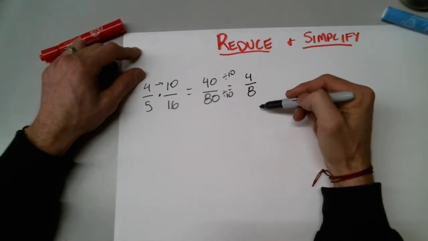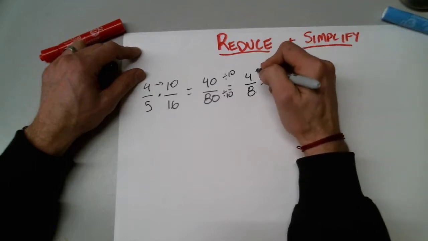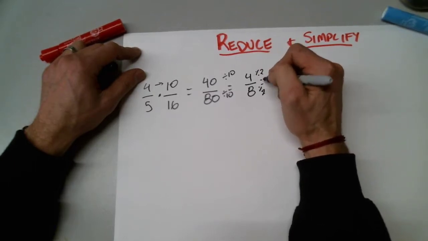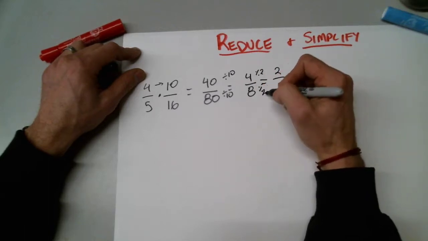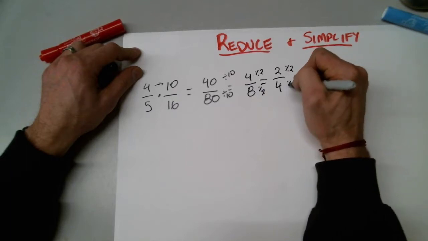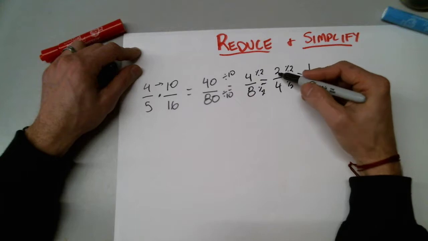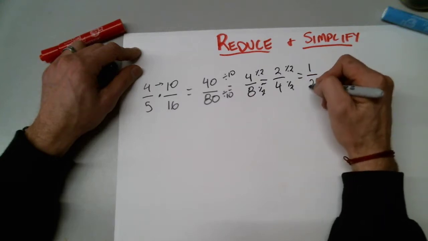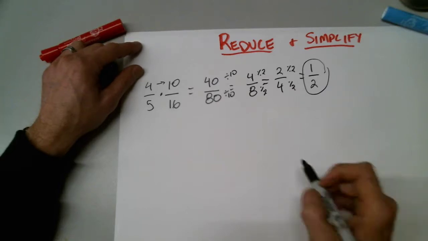Well, what's the number that goes into both 4 and 8? Well, it's even, so I know I could divide by 2 on the top and bottom. 4 divided by 2 gives me 2. 8 divided by 2 is 4. Oh, hey, I can do that again, can't I? 2 divided by 2 is 1. 4 divided by 2 gives me 2. There's my answer.